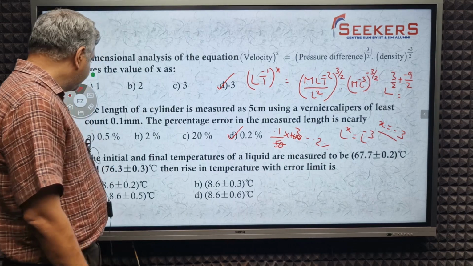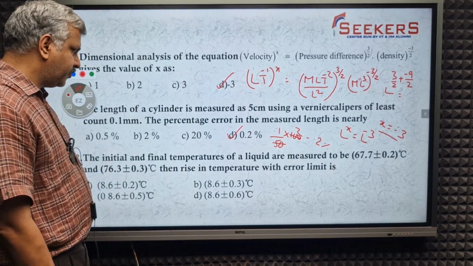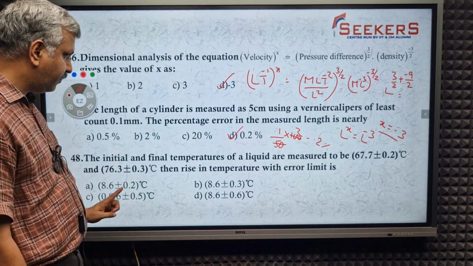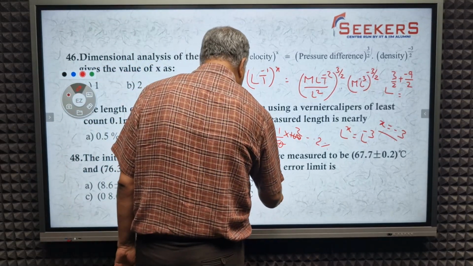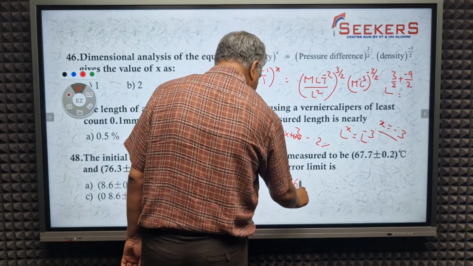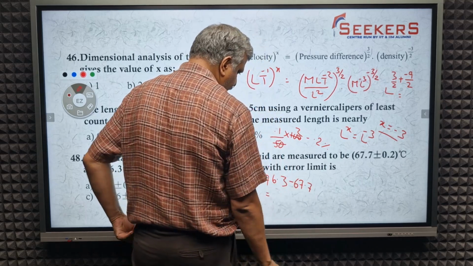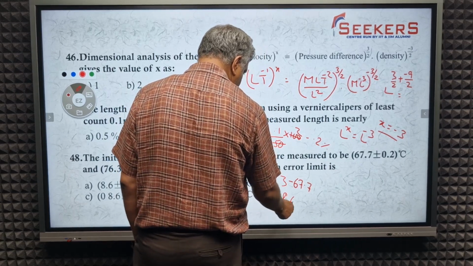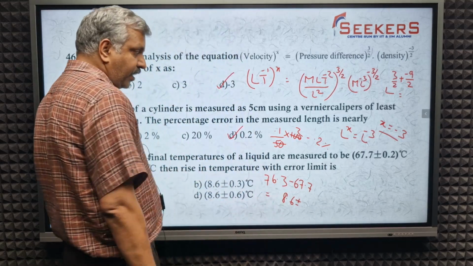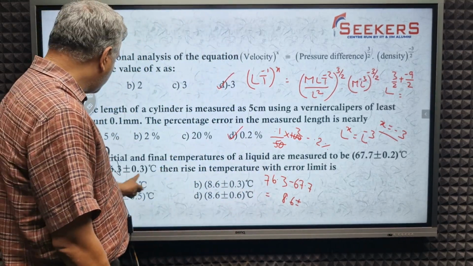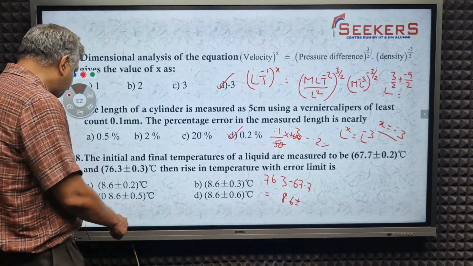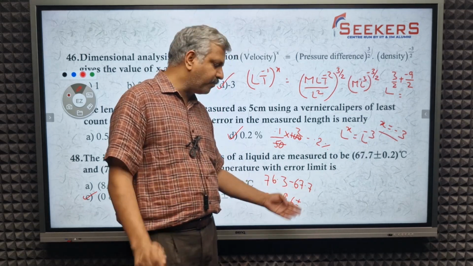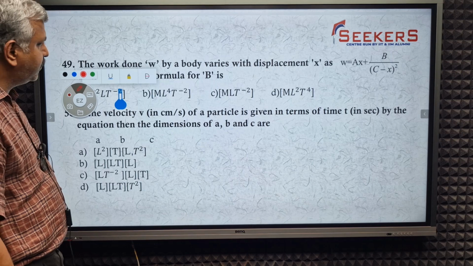So again option D. The initial and final temperatures of a liquid are measured. Then the rise in temperature with error limit. Okay, so what is the rise in temperature? The rise in temperature is the difference. So the difference means it will be 76.3 minus 67.7. So when you do that, it will become 8.6, plus or minus. Remember, you are subtracting. So when you are subtracting, the absolute errors get added. So 0.2 plus 0.3 is 0.5. So it is 8.6 plus or minus 0.5. So remember, whether you add or subtract physical quantities, the errors are always added. Errors are never subtracted.